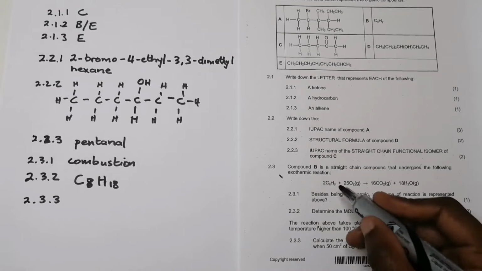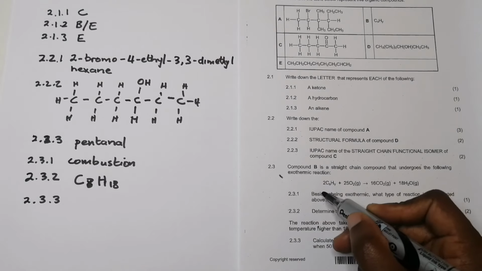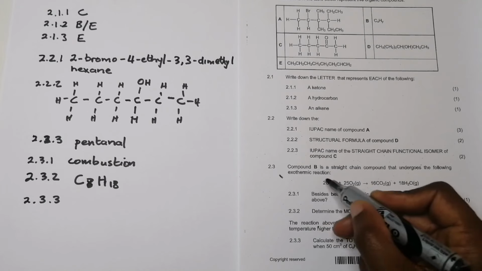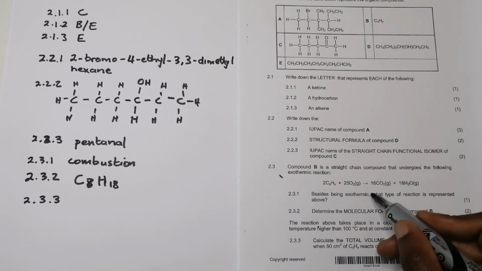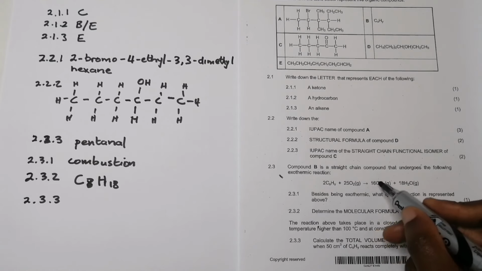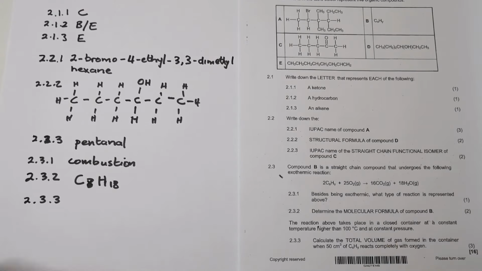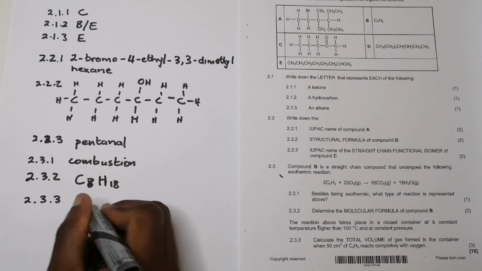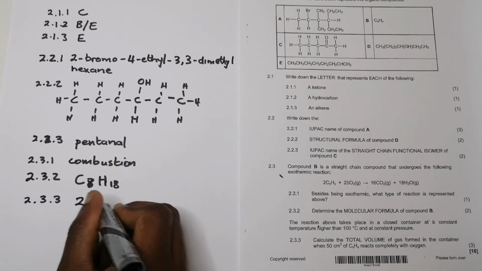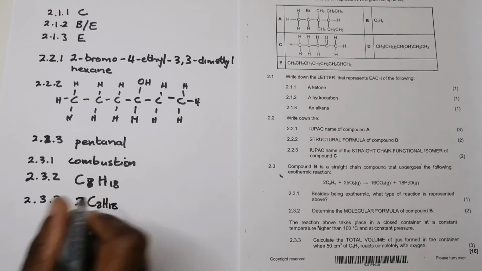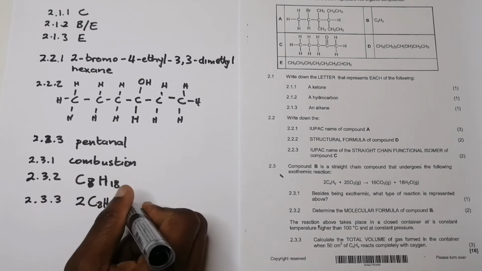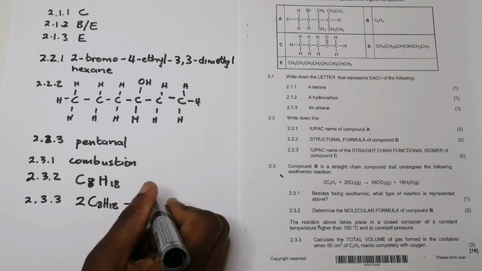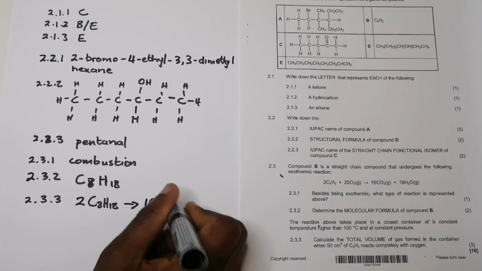Now, all I'm simply going to say is that my ratio says for every 2 octane, I get 16 moles of carbon dioxide, right? So let me write that down. For every 2 C8H18, and even if you didn't know what it is, you'd still write CxHy, you get 16 moles of carbon dioxide.